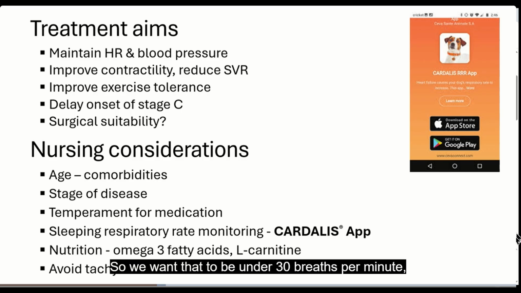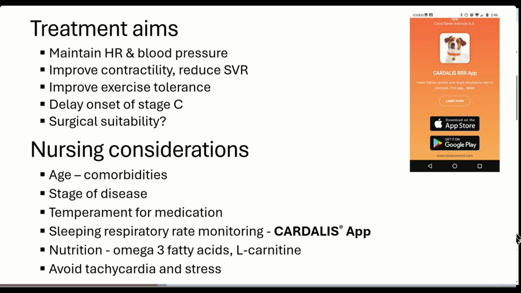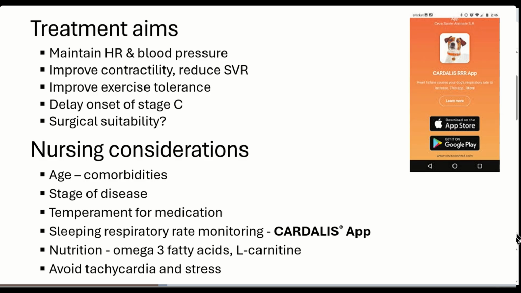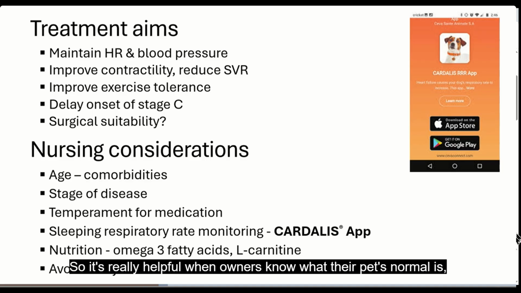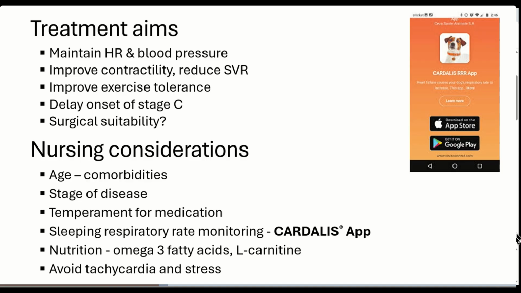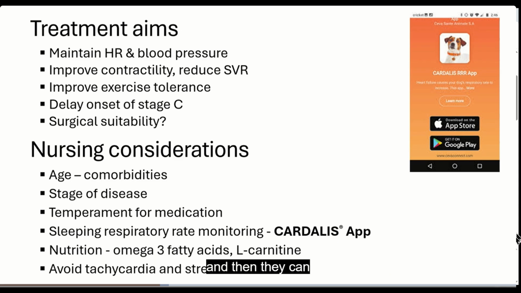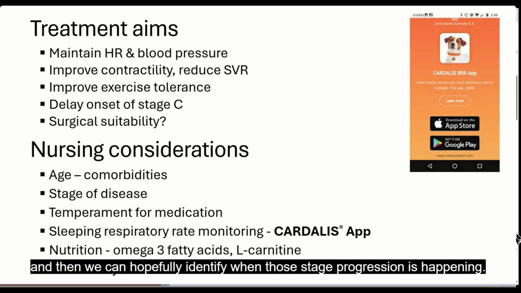We want that to be under 30 breaths per minute, ideally. Obviously every patient is slightly different, so it's really helpful when owners know what their pet's normal is. Then they're very aware of when that resting respiratory rate starts to creep up towards 30 and over 30 consistently, and they can give us a ring and request a recheck, and then we can hopefully identify when that stage progression is happening.